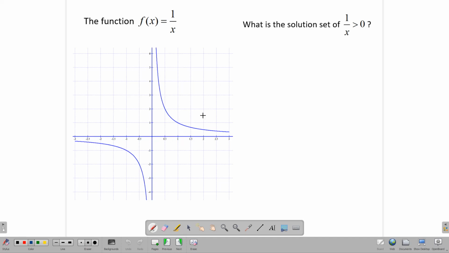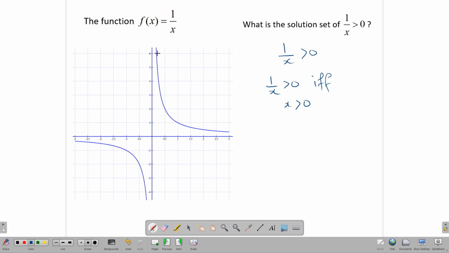And we want to answer the question, what is the solution set for 1/x > 0, meaning for what values of x is the function positive? Looking at it, the function 1/x can only be greater than 0 if, and this means if and only if, x itself is greater than 0. So if x is positive, then the function will be positive.